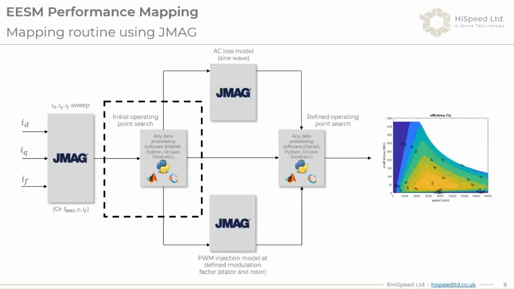So then we go to the initial operating point search. We've assumed that we did the full sweep of IDIQIF. We have a huge CSV file with lots of parameters inside: torque, flux linkages, iron losses, and so on. And we will then use that CSV file in MATLAB, by the way, but our plan is to switch to Python in the future in order to not buy the MATLAB license.